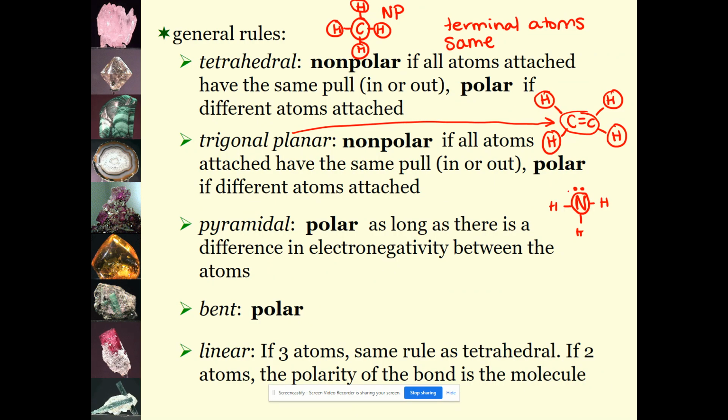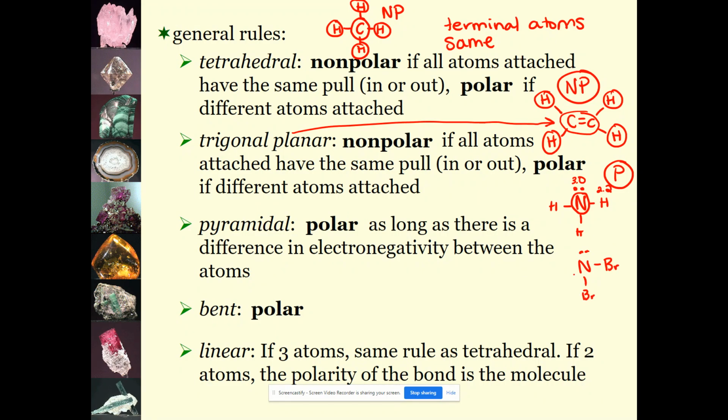However, because it's pyramidal, the bonds are not in opposite directions, so they can't cancel. And as long as the bonds are polar, the molecule will remain polar. In fact, the bonds are polar because nitrogen is 3.0 and hydrogen is 2.2. So this molecule is polar. This one up here is nonpolar, an example of a pyramidal that is nonpolar.